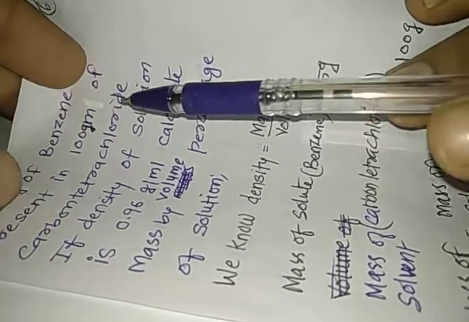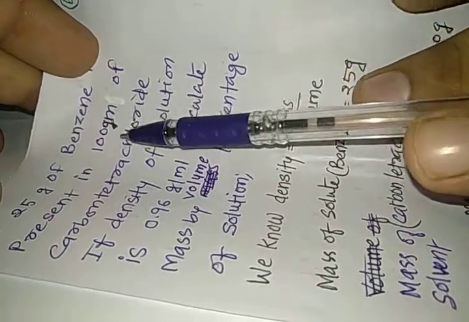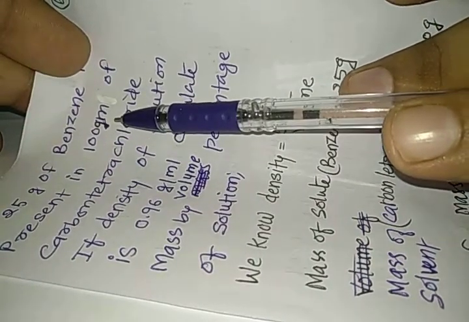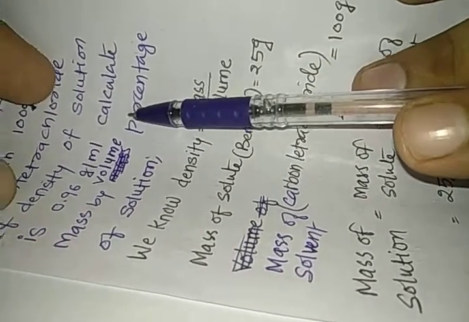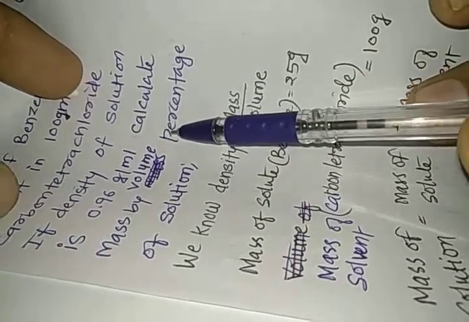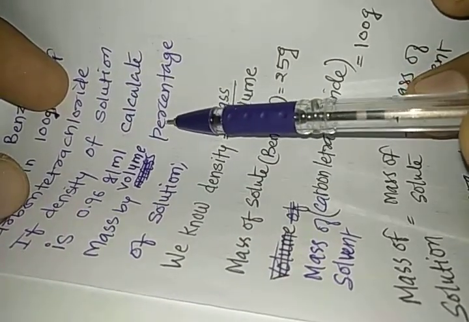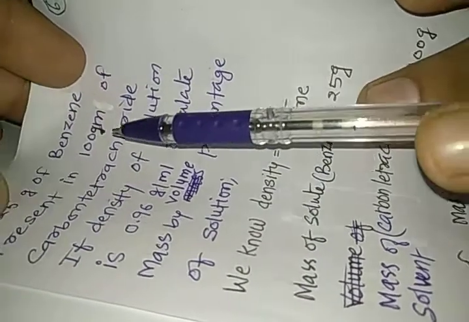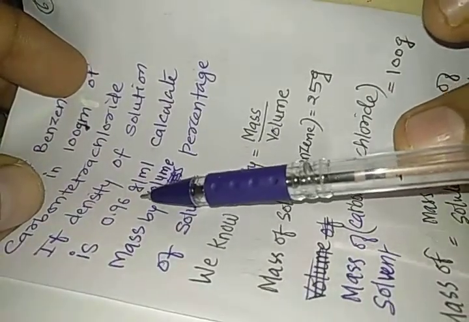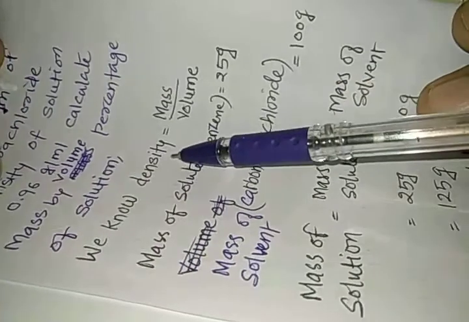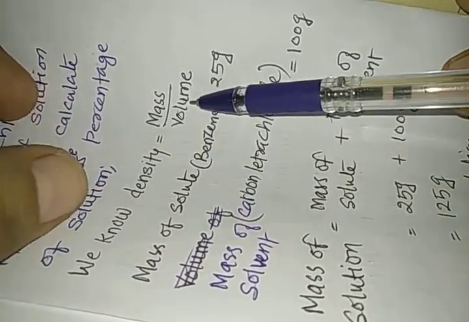Here we have the mass of benzene, and we have the mass of carbon tetrachloride, and we know that mass by volume percentage is nothing but, where you need the volume of solution, but here we will get the mass of solution. But we can solve this problem using this formula of density. So let us try to solve it. We know that density is equal to mass by volume.